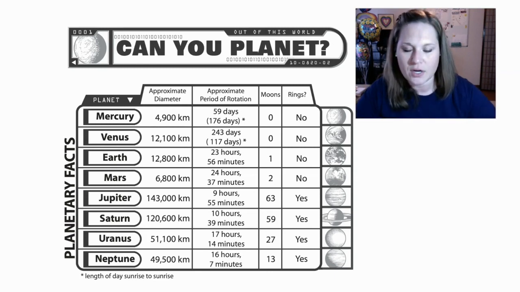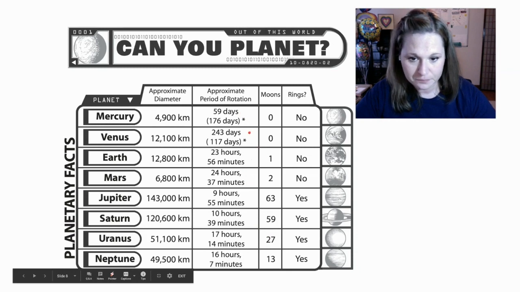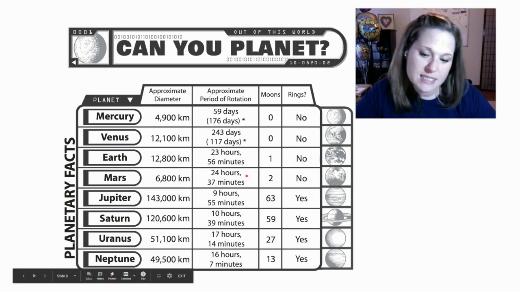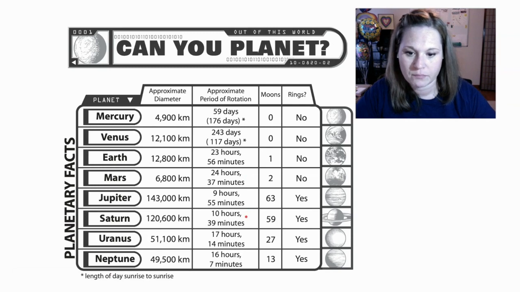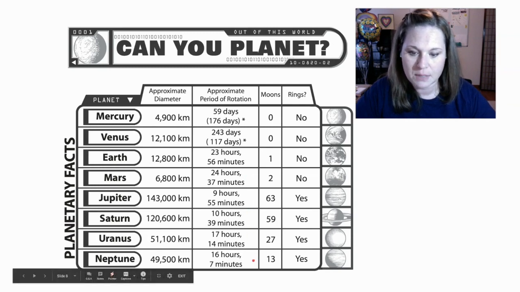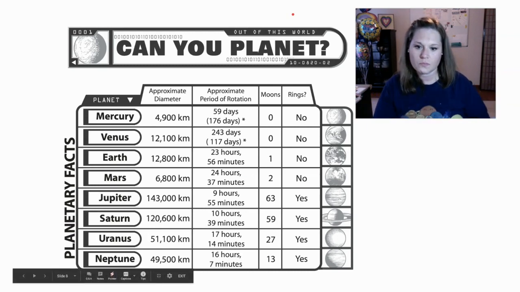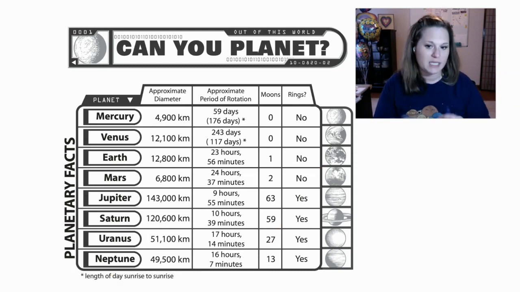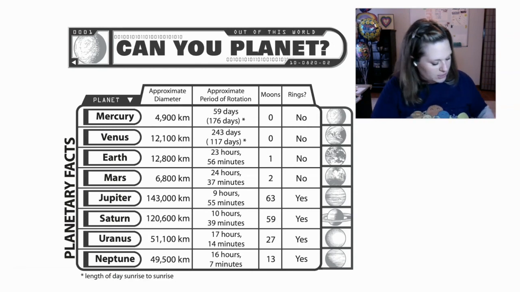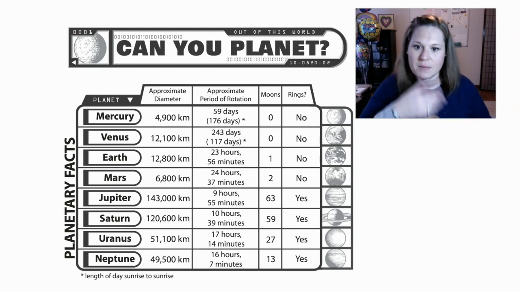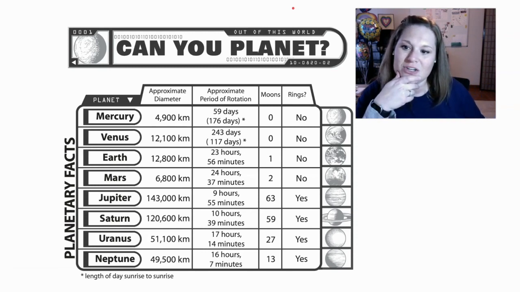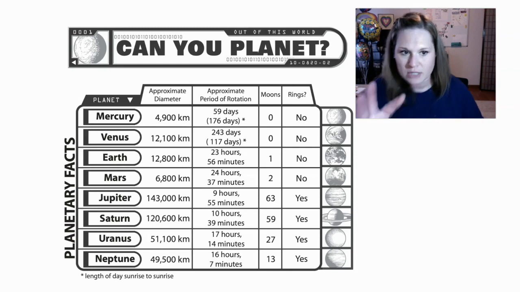When you look at these other periods of rotation, which one has about the same period of rotation as us? It takes about the same amount of time. Yeah, Mars. Mars is 24 hours, 37 minutes. So it's just a little bit longer than an Earth day. But yes, Mars has about the same amount of time. Look at the other ones. Okay, so for Earth and Mars we're measuring in hours.